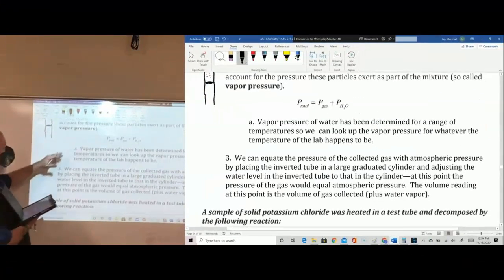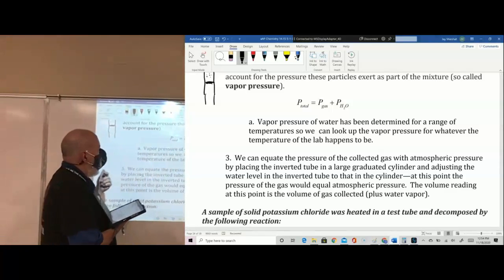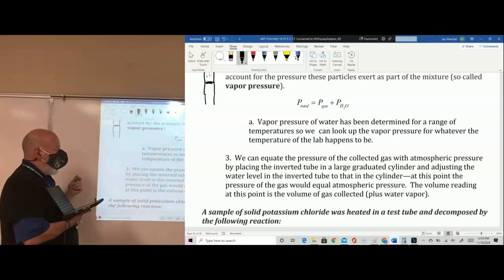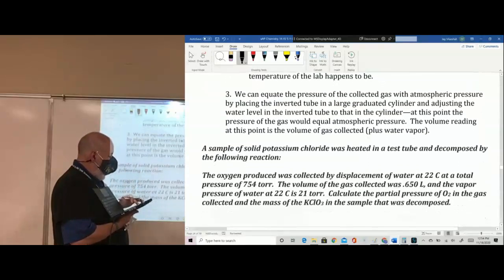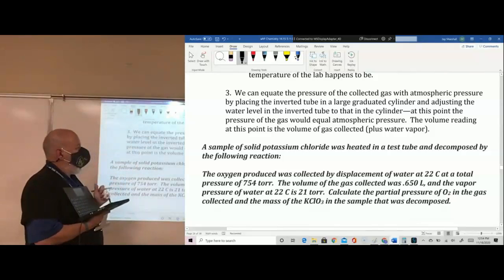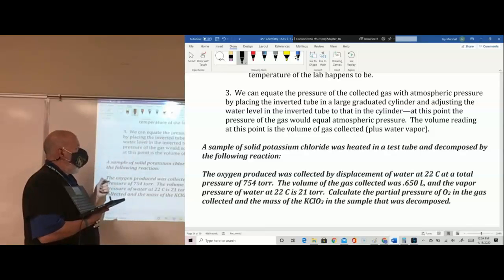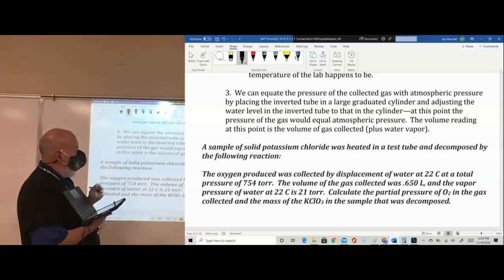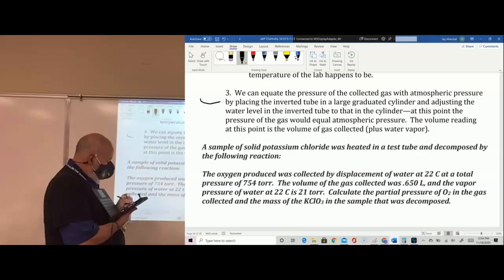So the thing about this is that this has been looked at for a long time, and we have references that tell us at certain temperatures a certain amount of water vapor is in the atmosphere. So vapor pressure of water has been determined for a range of temperatures, so we can look up the vapor pressure for whatever the temperature of a lab happens to be. And we can equate the pressure of the collected gas with the atmospheric pressure by placing the inverted tube into a large graduated cylinder and adjusting the water level in the inverted tube so it's similar to that in the cylinder. And at this point, the pressure of the gas has to equal the atmospheric pressure.